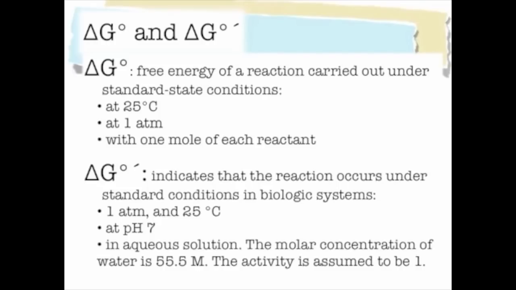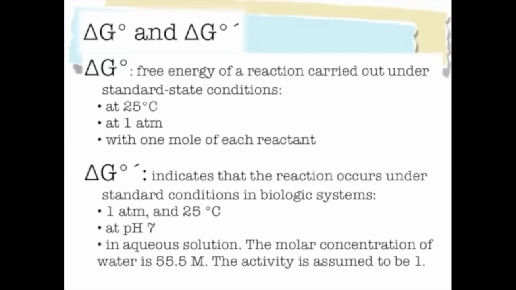Delta G naught prime, however, is something different. It indicates that the reaction occurs under standard conditions, but it's more similar to what happens in biological systems. We're still at 1 atmosphere, still at 25 degrees Celsius, but we're at a pH of 7, an aqueous solution.